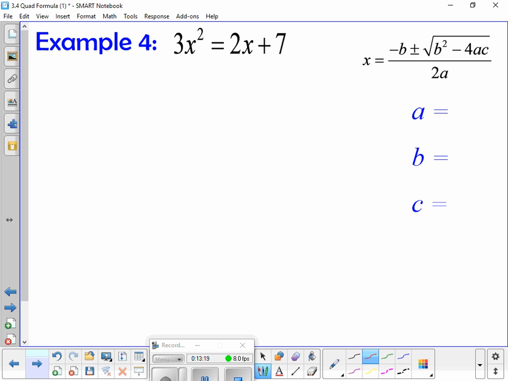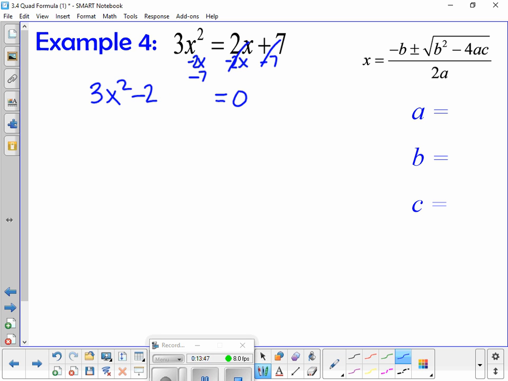Okay, another one. Now this one, you might notice, is not yet equal to 0. So remember that we need to have our quadratic in standard form equal to 0 in order to solve it. So I'm going to move everything to the other side of the equation here. So I'll have a 3x squared minus 2x and a minus 7. These ones will reduce to 0.